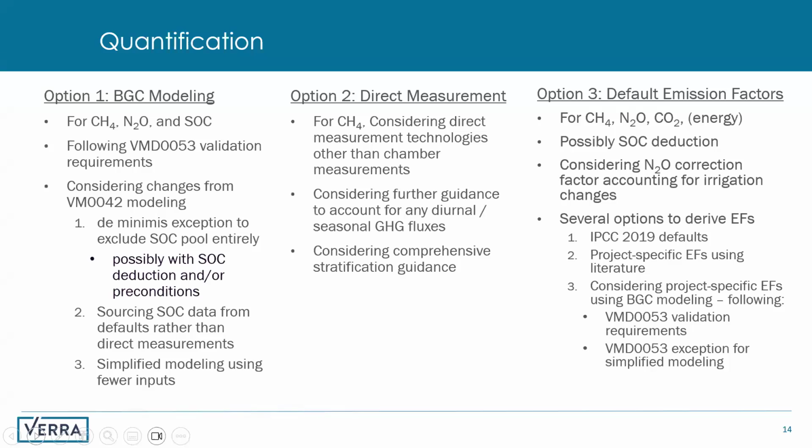Okay, another busy slide, but I think this one's important, so we'll try to cover most of this. In terms of quantification, at this point, we are planning to have three main options. Essentially, this would defer to the project developer to choose the option that best suits their project. First of all, we're looking at a biogeochemical modeling option. This would be for methane, nitrous oxide, and potentially also for soil organic carbon.